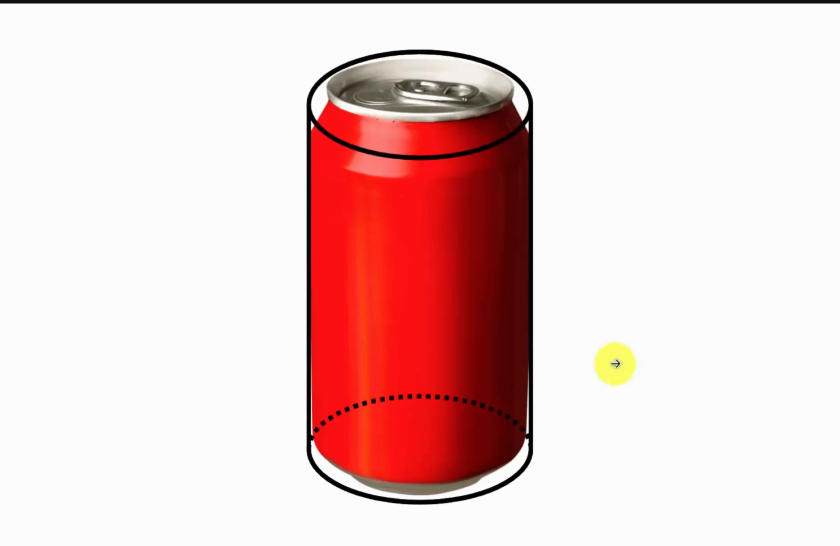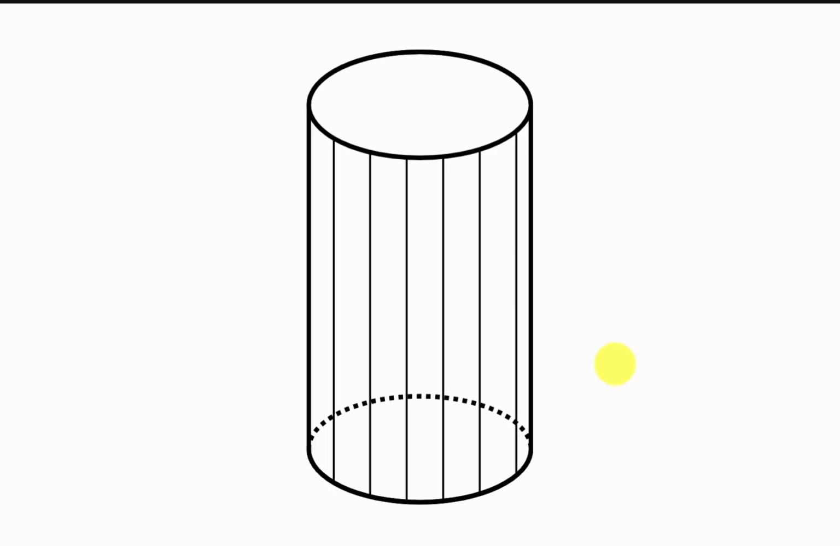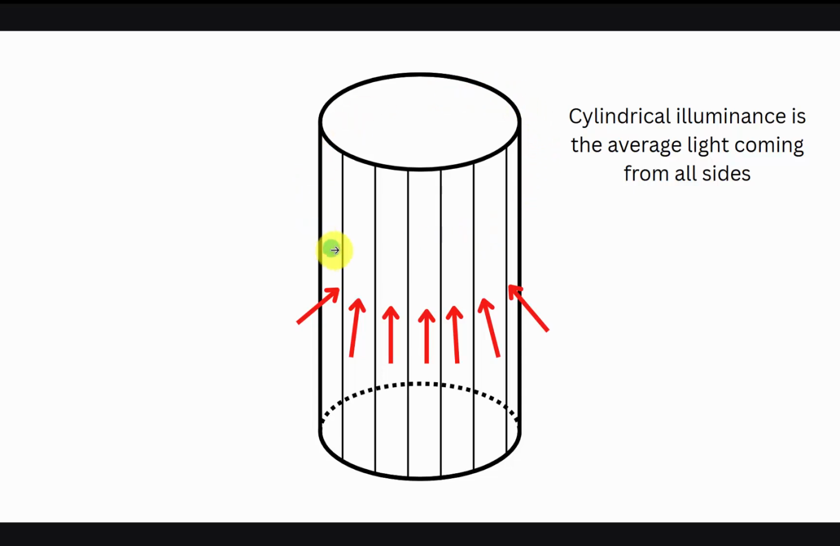Okay. So since this is a soda can and it resembles a cylinder, let's focus on this now. A cylinder is made up of vertical faces. Okay, and the light falling on this vertical surface, we know that it's a vertical illuminance. And when we take the average of all the vertical illuminance falling on this surface, that average value is our cylindrical illuminance. I hope you understood this. If not, let us go to DIALux and try to understand the same.